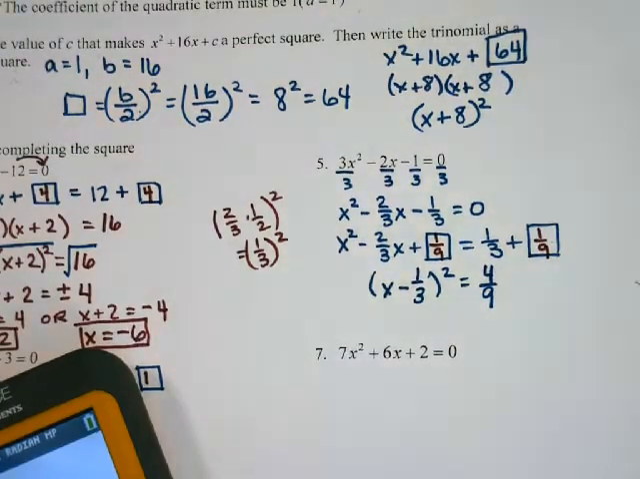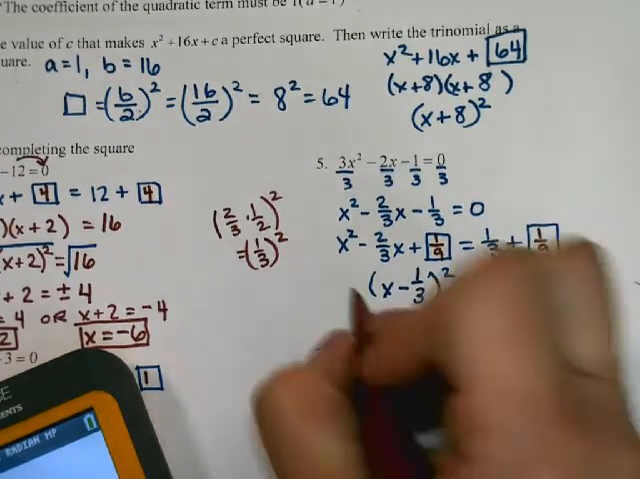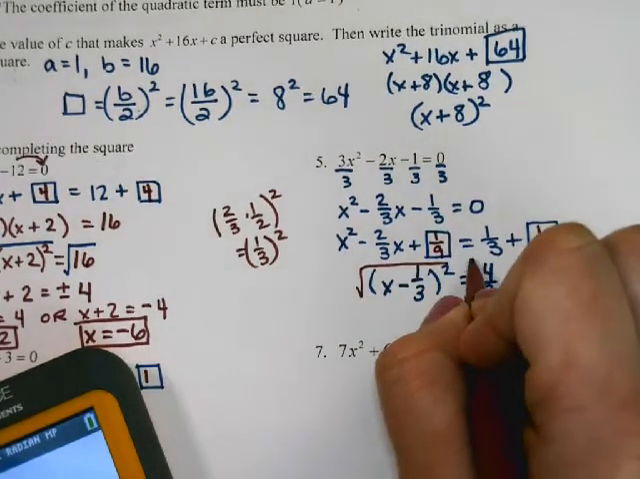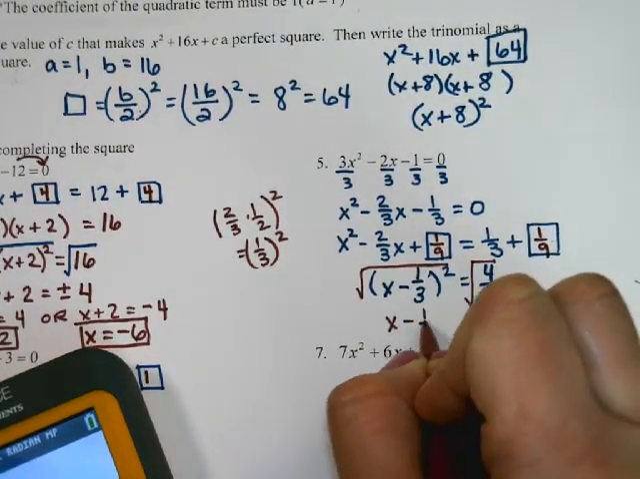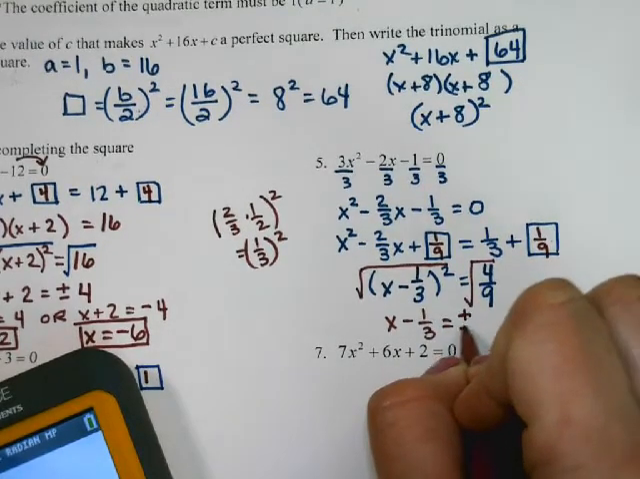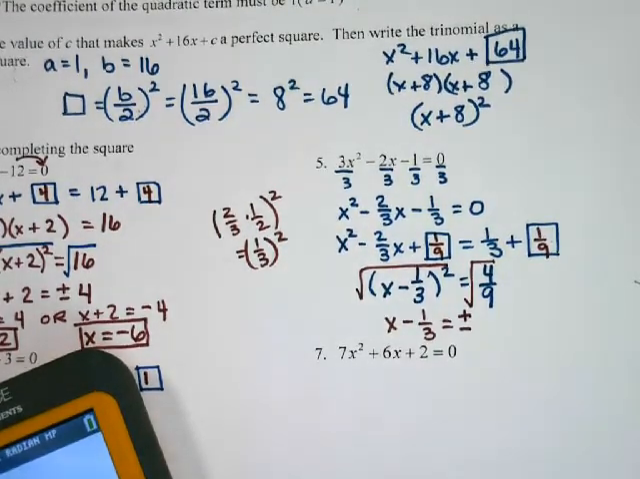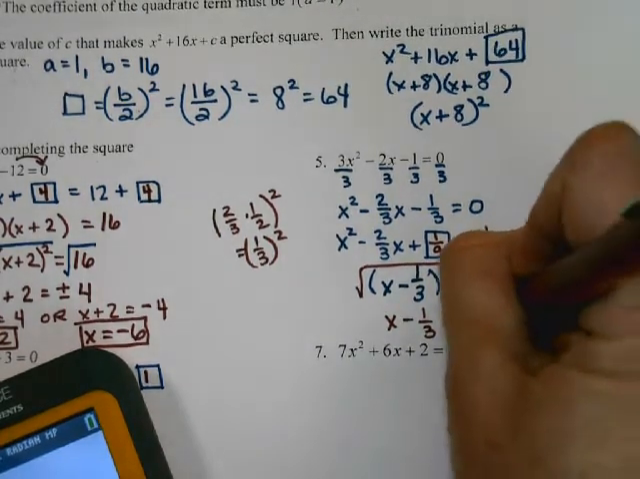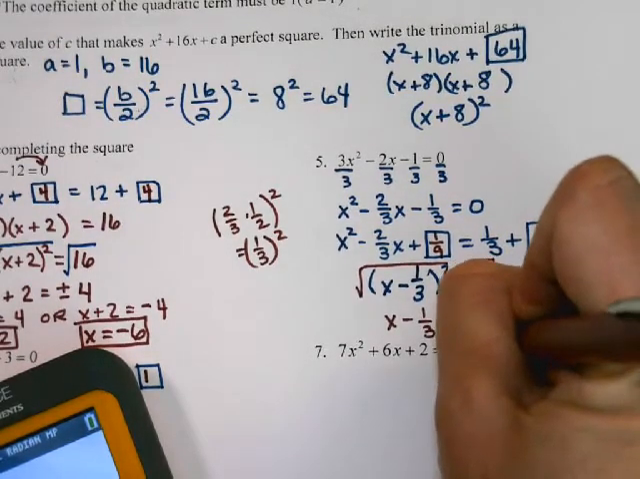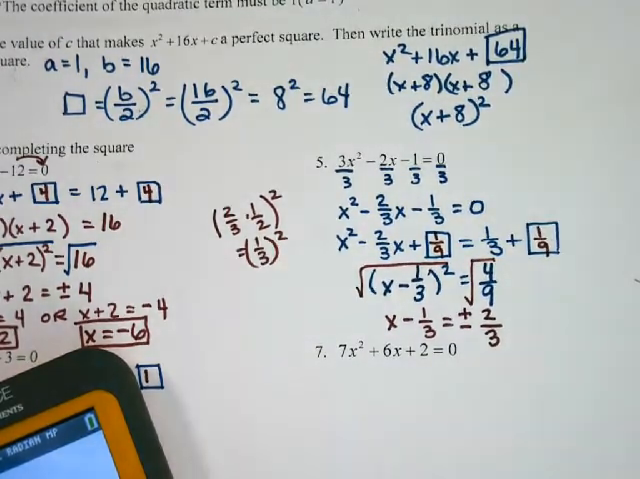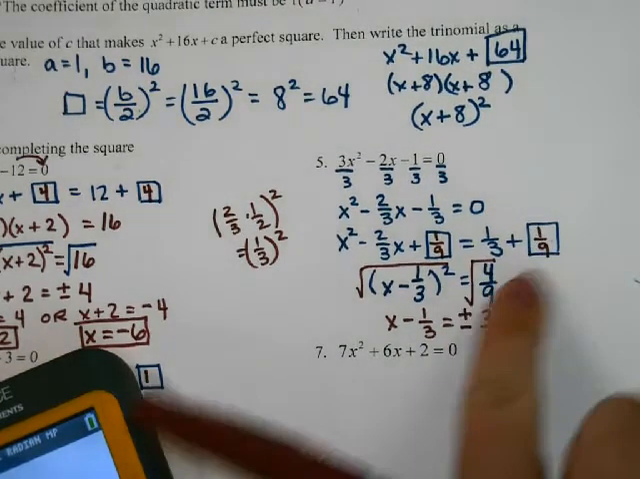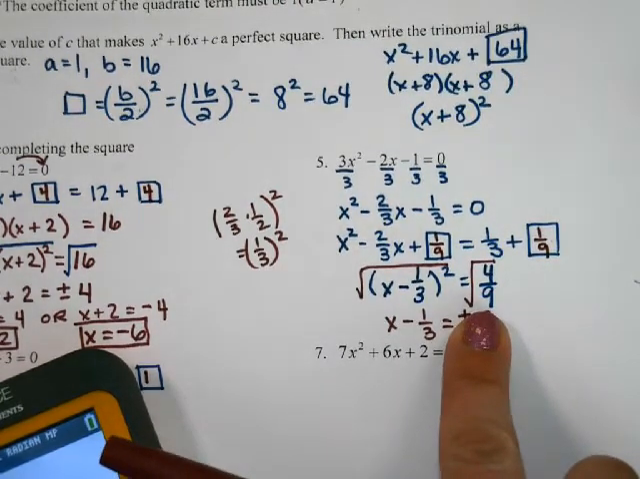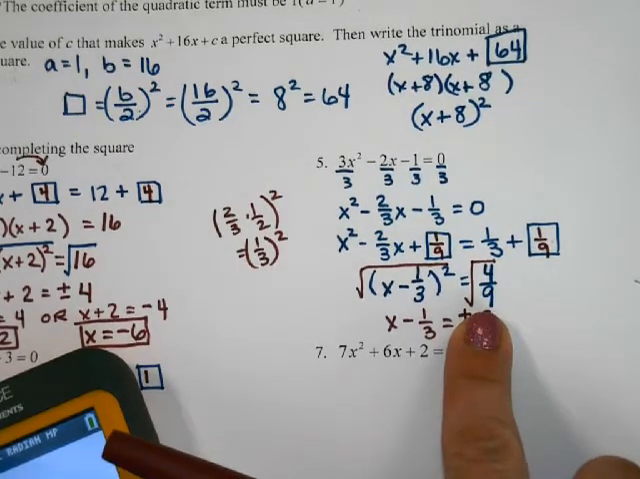Okay, now what? Square root it. I have something that's squared, so I'm going to take the square root. So I have x minus 1/3. I took the square root, so I get a plus or a minus. Ooh, this one works out nicely. What's the square root of 4? 2. What's the square root of 9? 3. When you add these two together and take the square root and you have a fraction, the denominator should work out nicely. So it should always take the square root. Okay?